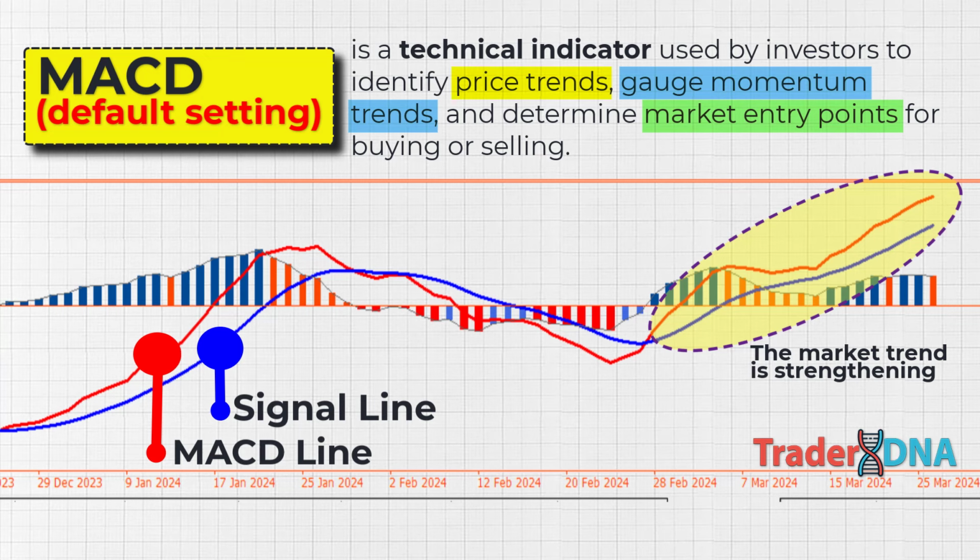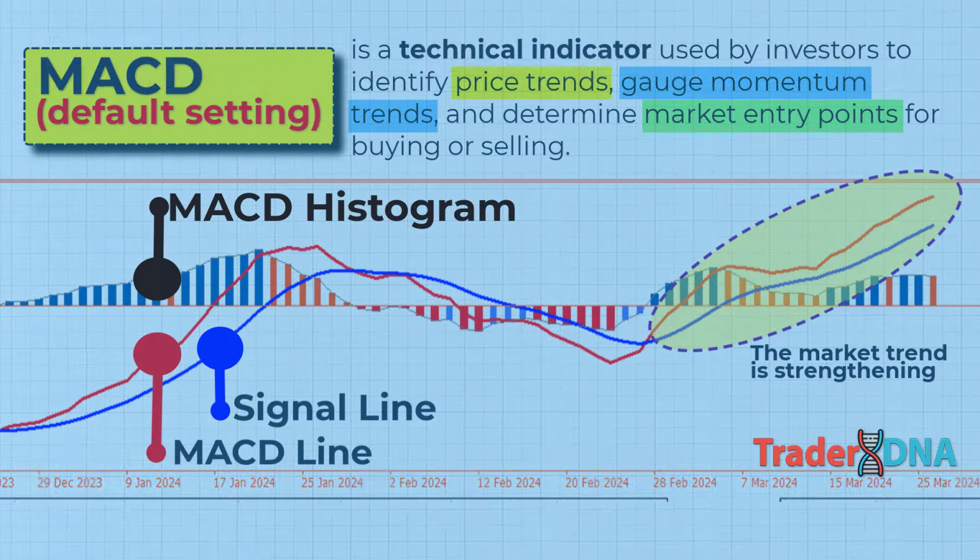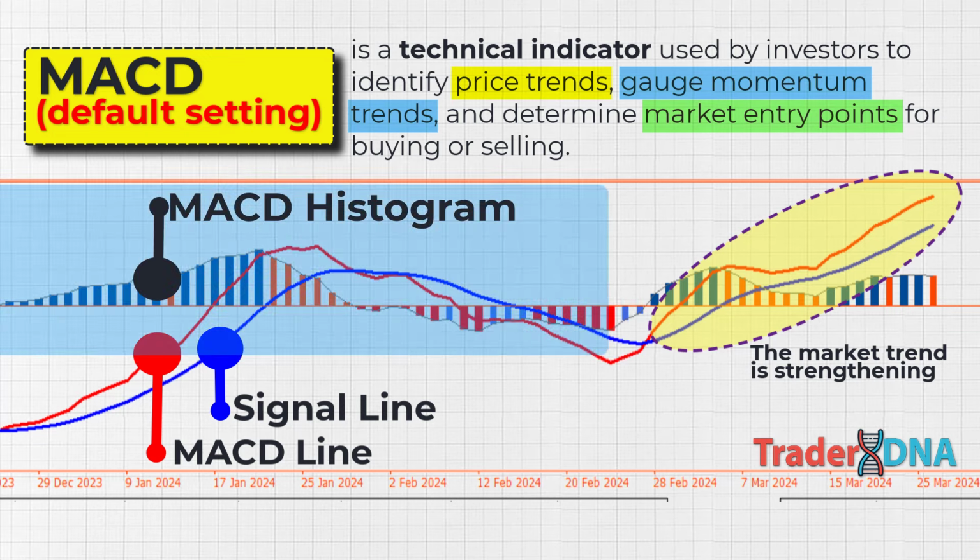Third, the histogram. The discrepancy between the 2 lines is depicted on the histogram. If the MACD histogram is plotted above the 0 line, it signals an uptrend. Conversely, if the MACD histogram is plotted below the 0 line, it indicates a downtrend.